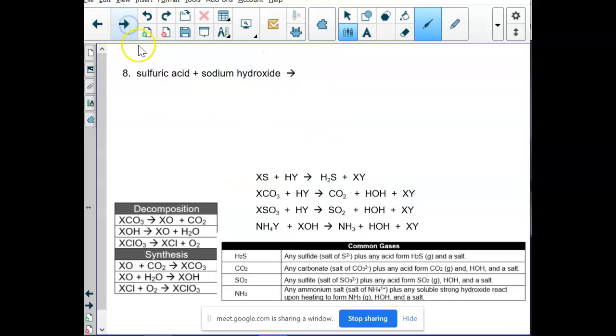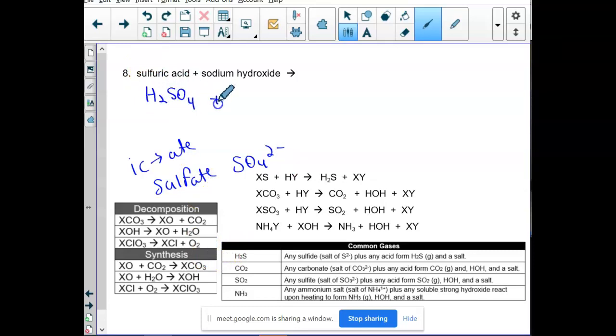Okay, questions number 8 then. Sulfuric. Remember that an ic acid goes to 8. And if it's an ic acid, we have to see if it's a hydroic acid or it's just an ic. It's just an ic. So I'm going to do sulfate. Sulfate is SO4 2-. So then I know this is H2SO4. I know sodium is a +1, hydroxide is a -1. I get that from my ion sheet. So NaOH.